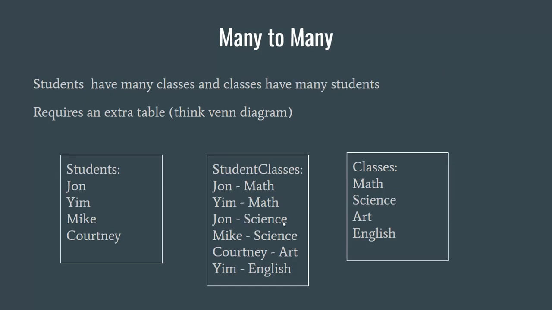So I drew this one out. There we have a list of students, and then we have a list of classes. John is in math, Yim is in math, John's also in science, Mike's in science, Courtney's in art, Yim is in English. So this student classes table shows the relationship between these two. You can do a parent-child relationship with just student and textbook, but for something like this, where each student has multiple classes and each class has multiple students, you need a different structure.